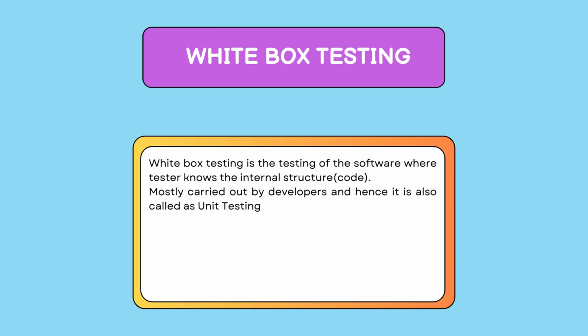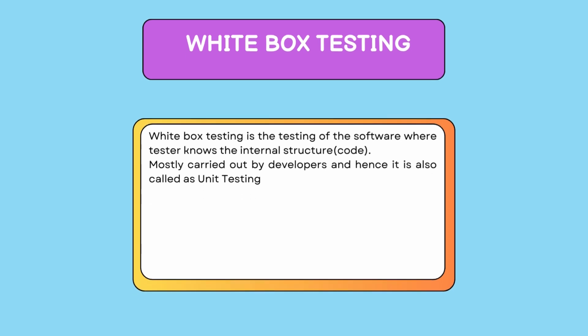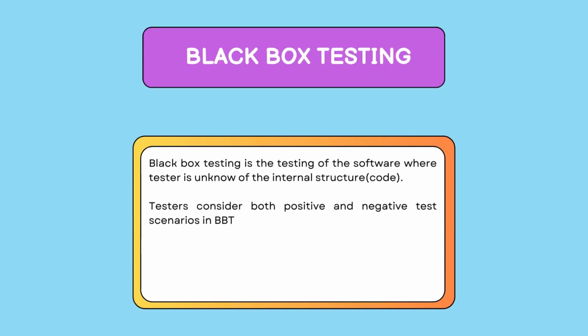Okay. Now the next term is black box testing. So black box testing is the testing of a software where the tester is unknown of the internal structure. That's the coding, unknown about the coding. So in white box testing, we saw testers know the internal logic or code of a software, and also only the positive scenario would be applied there, right?